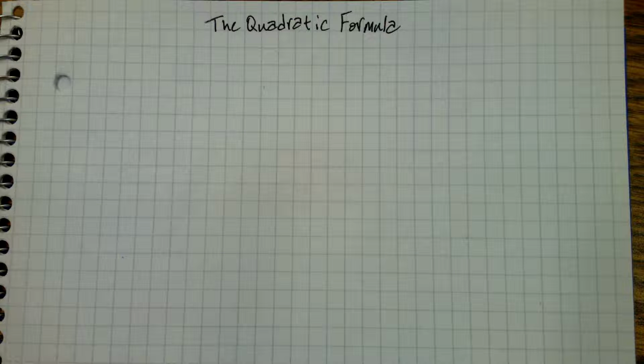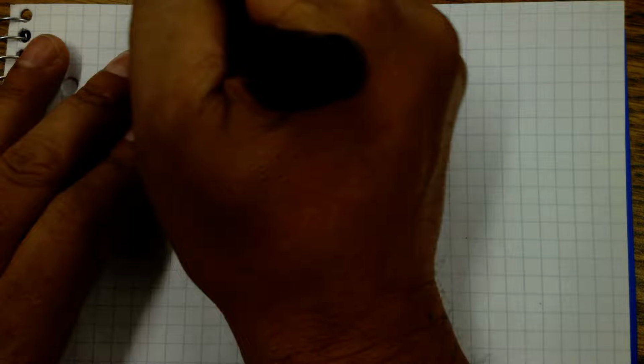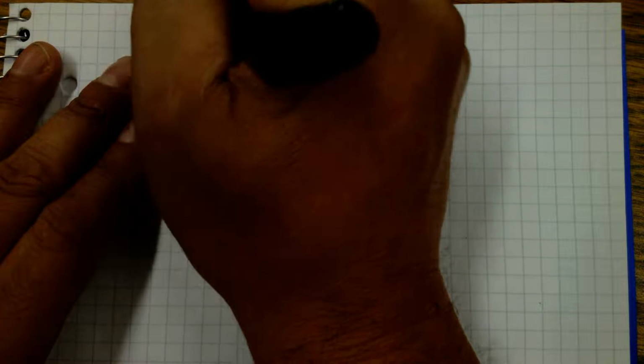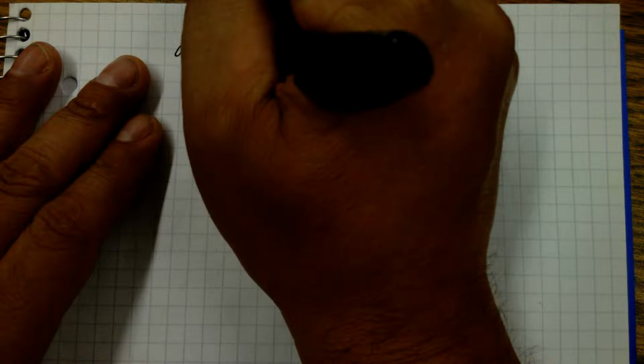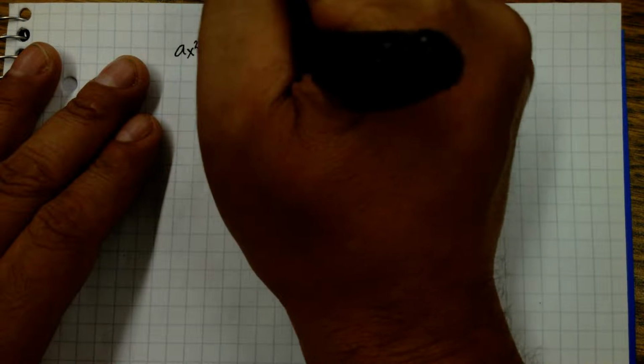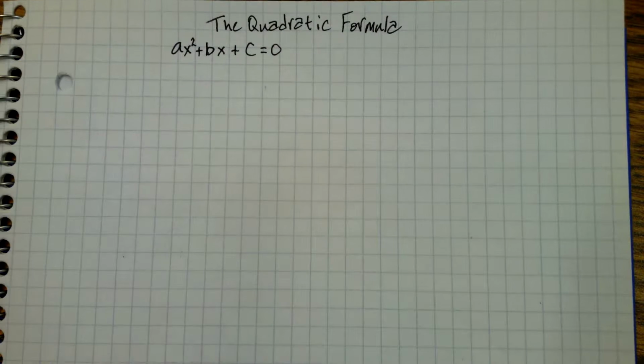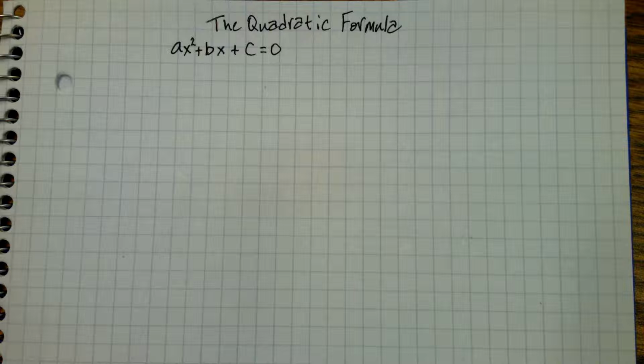Okay, so we're going to talk about the quadratic formula today. The first thing we're going to do is actually prove it. We're going to start off with the most general quadratic equation that there is. And that's this one. So let's say we have ax squared plus bx plus c equals 0. So we're going to start with a general quadratic equation.